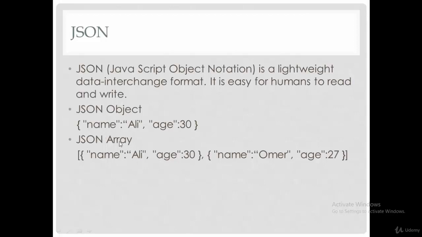But the JSON array consists of a set of JSON objects. Like this example, we have two employees, for example. The first one, name Ali and age 30, then comma, and another employee with name Omar and age 27. So this is called a JSON array.